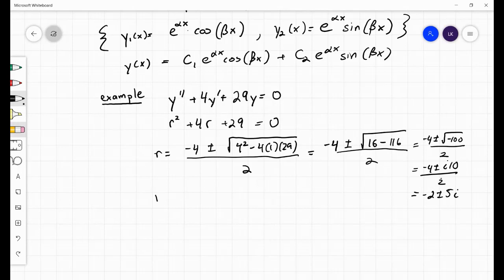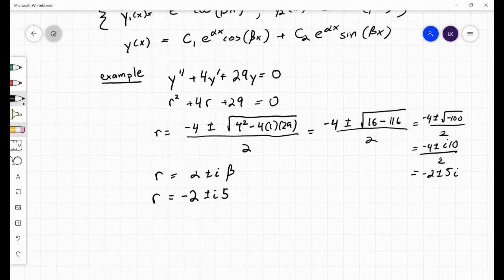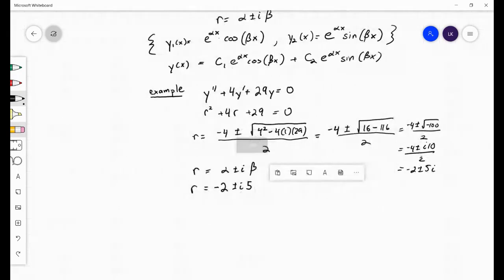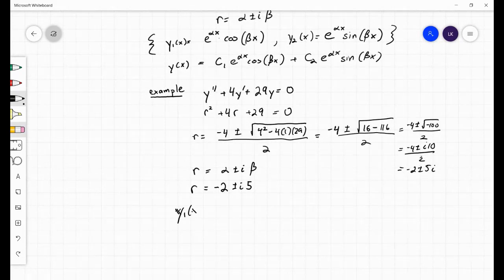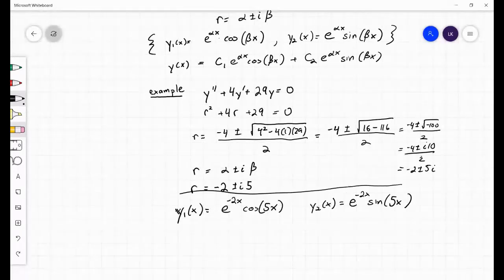Okay, so our roots are indeed complex conjugates. The real part is negative 2, and plus or minus i, the imaginary part, is 5. So according to what we wrote above, the fundamental solution set should be e to the alpha x times cosine of beta x, so that's 5 times x. And for the other linearly independent solution, it's e to the alpha x times sine of beta x. Okay, so that's our fundamental solution set.